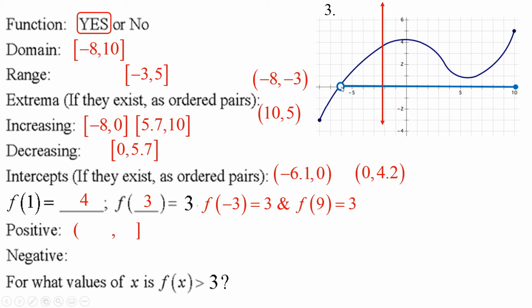And what is this x value right there? And I think earlier, didn't we call that negative 6.1? So let's be consistent. And then what's the x value on this endpoint on the right? That's a 10. So this graph is positive on the open interval from negative 6.1 to 10, where x cannot equal negative 6.1, parenthesis, but can equal 10, bracket.